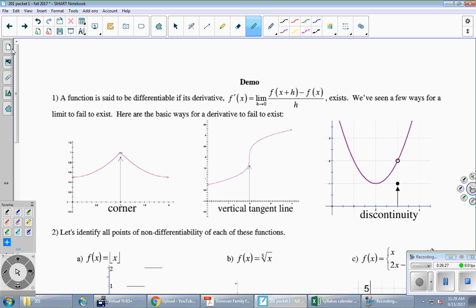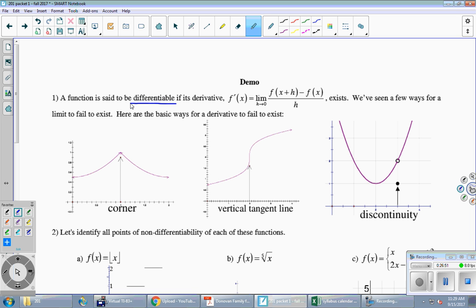Okay, so some vocabulary. A function is said to be differentiable if its derivative exists. Differentiable means the derivative exists. And it's been so nice and friendly today calculating derivatives, we'd think, well, how could a derivative possibly not exist, right? We just do the process that we did numerically or algebraically, and you get your answer, right? So how could it fail to exist?